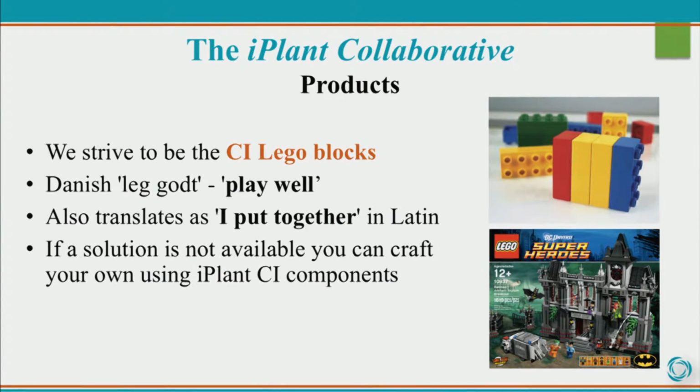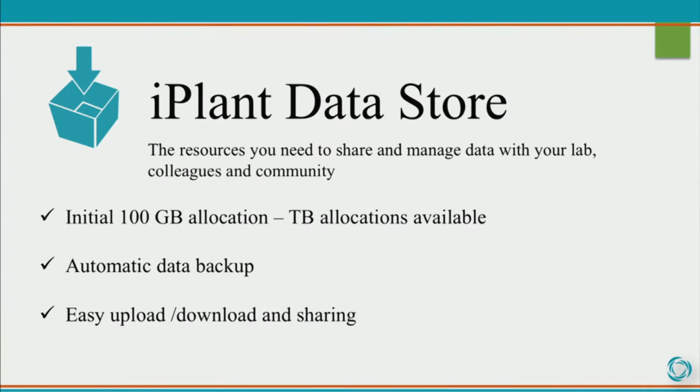So here are some of the pieces that are key to iPlant. One is the iPlant Datastore. So this is the resource that you need to share and manage data with your lab, with your colleagues in the community. Every user has an automatic 100 gigabyte allocation, although if you want bigger allocations, that is entirely possible with a little bit of a justification statement. The data are automatically backed up, and we've made it really easy, I think, to upload, download, and share those data sets, and we'll see that in a demo in a few minutes.